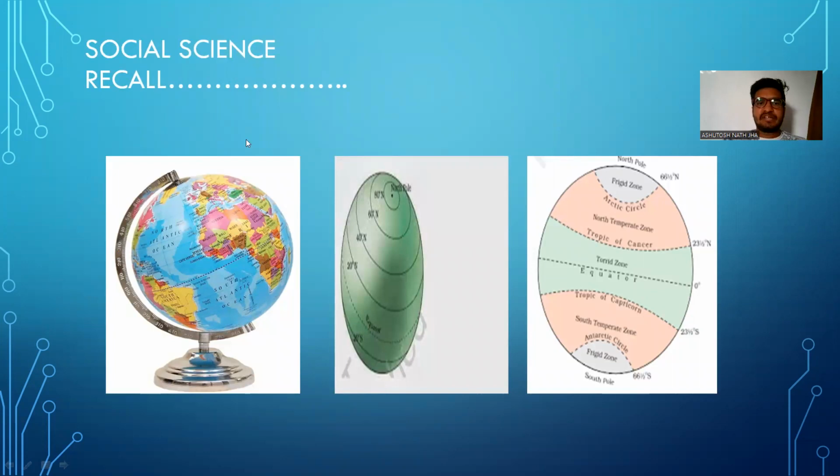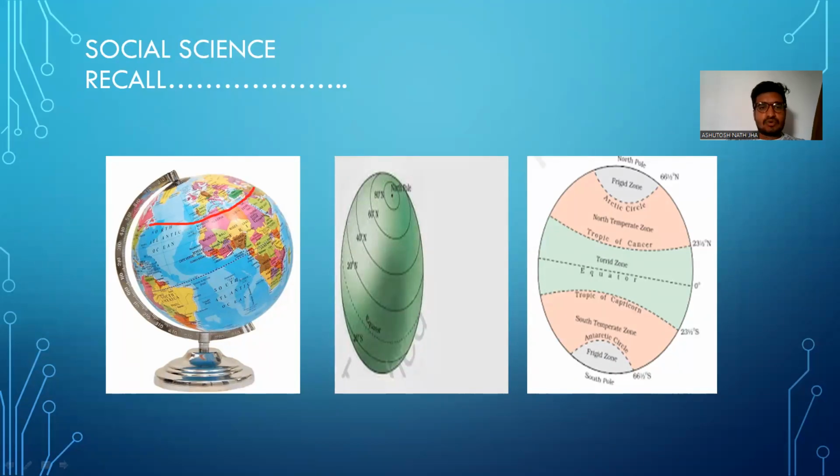So first of all, can anyone recall what we studied in the previous class? Yes, students, can anyone recall? In the previous class we discussed latitude, basically what latitude is, the Tropic of Capricorn, the Tropic of Cancer, and the different types of zones like frigid, temperate and torrid. So all of these were covered in the previous class.